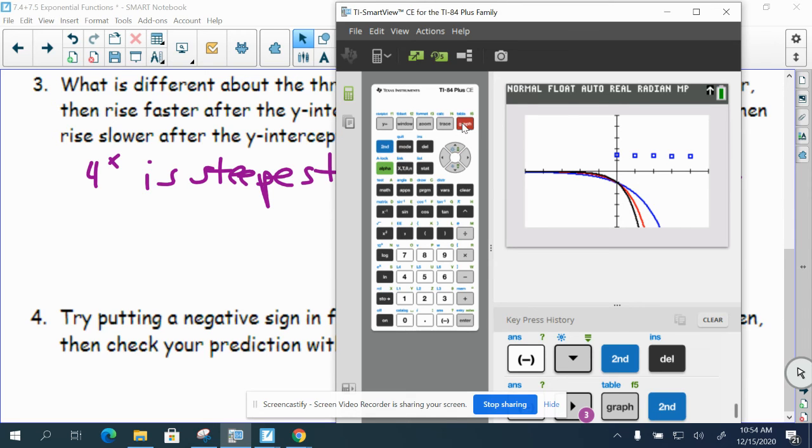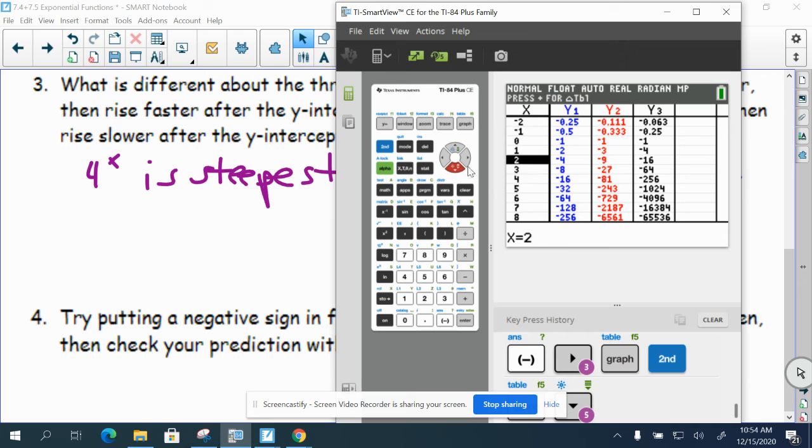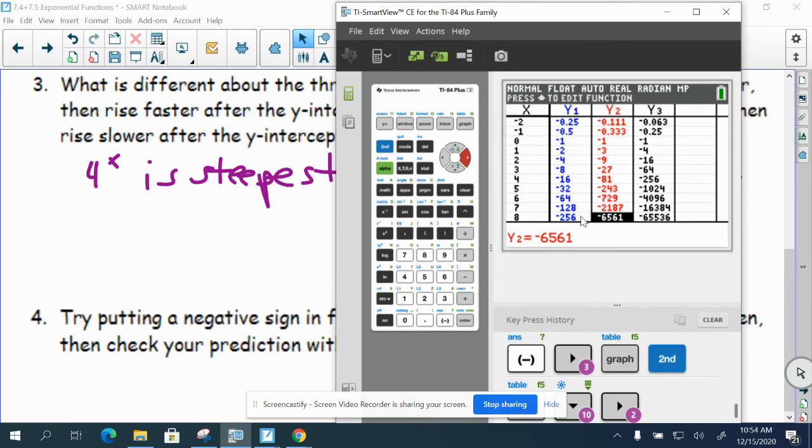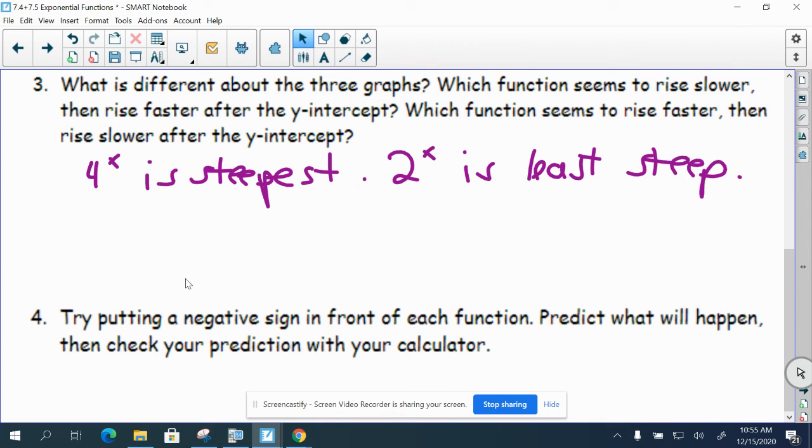Also, if you go to the table, you can see how the black one, like look at 8. If your function is at 8, then 2 to the x is -256, 3 to the x is -6,000, and 4 to the x is -65,000. So look how much bigger 4 to the x gets just by multiplying everything by 4 each time. So see how rapidly the numbers increase in the negative direction. That's what's happening here.